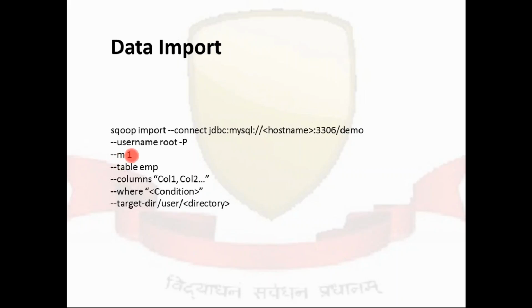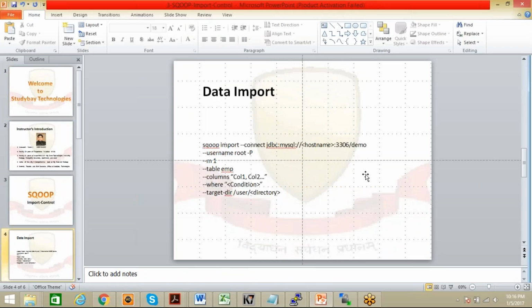Then -m is set to 1 because my table does not have any primary key. Then the table name is EMP, and now I'm going to select only the columns, that is column number 1 and column number 2. And this is my where condition. So we will see three different setups, first with the specific columns, second with only the where clause, and then the combination of both also. Then we have a target directory, that is the user directory, whatever it is. So now let's move ahead and check out how we can use Sqoop to control the data.